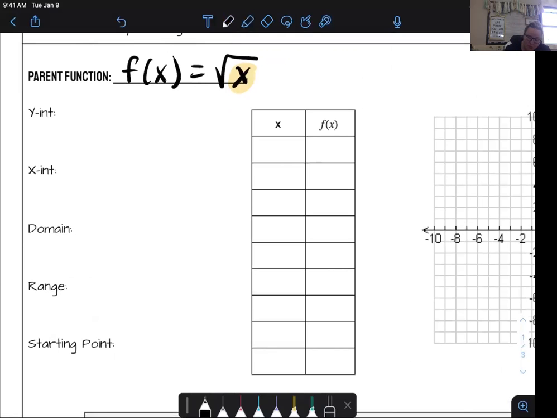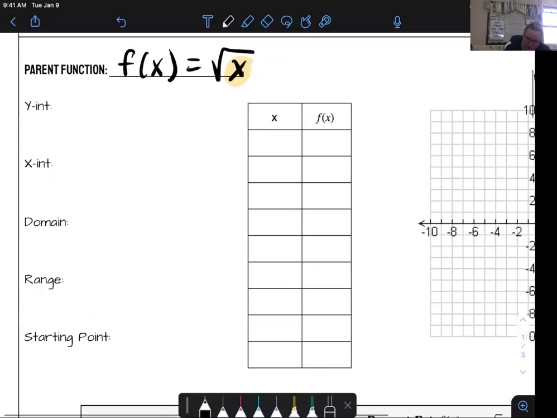So that means that when I talk about my domain, what's under the radical here is x. I want x to be positive, so x has to be greater than or equal to 0. If I put that into interval notation, the least value I can use for x is 0, and then I want all the positive numbers after that, so to positive infinity. So my domain is from 0 to positive infinity.